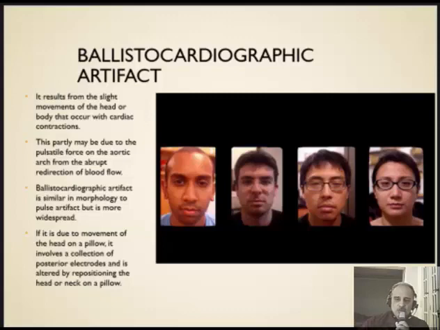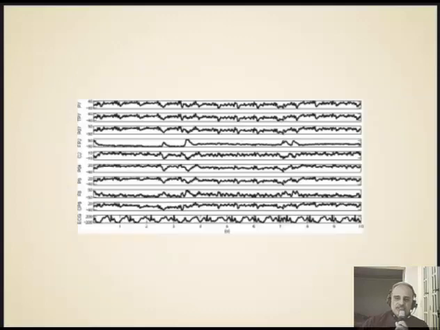They are seen in all the channels if the patient is sitting, but mainly over the occipital region if the patient is lying in bed with the head resting on a pillow. If the patient is sitting, it will be like this.